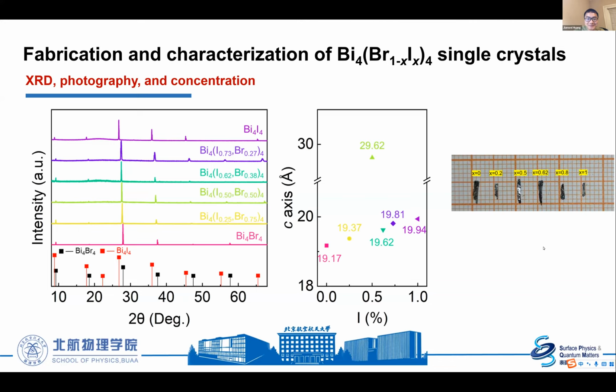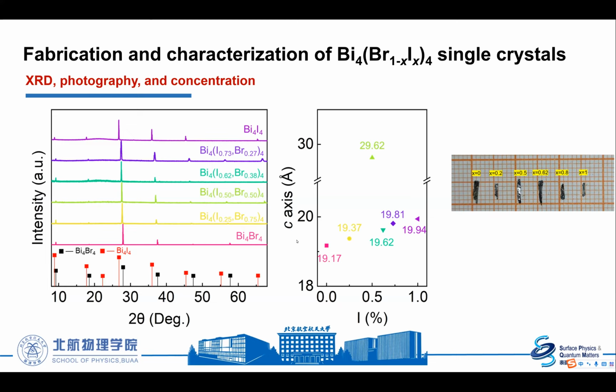Okay. For this part, I want to talk about our recent work on the realization of topological phase transitions and normal topological properties in this system. Varying the concentration of iron dye in this system, we obtained different samples with different properties. The XRD results show a peak shift, which is correlated to the different lattice axis. We also use the EDX measurement to determine the concentration of the iron dye in this system. We could know that we obtained various samples with different iron concentration.